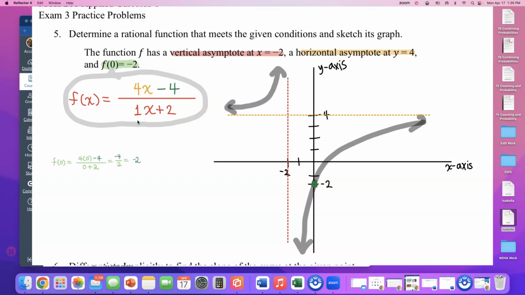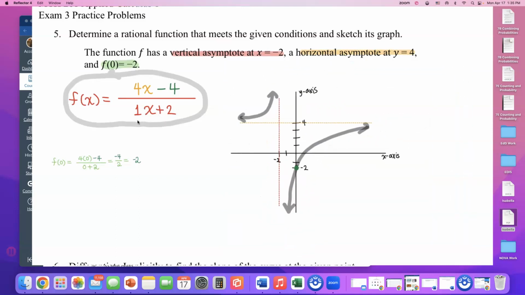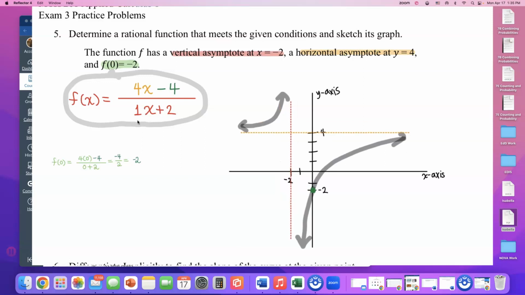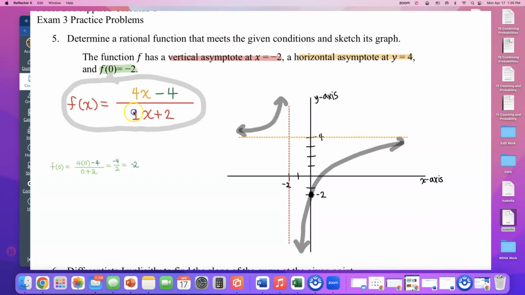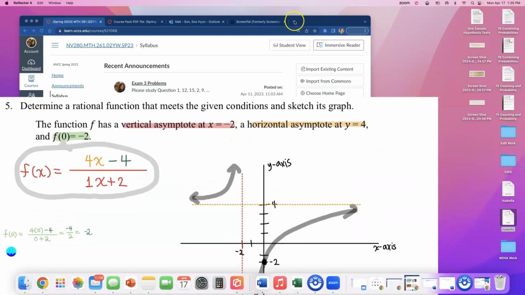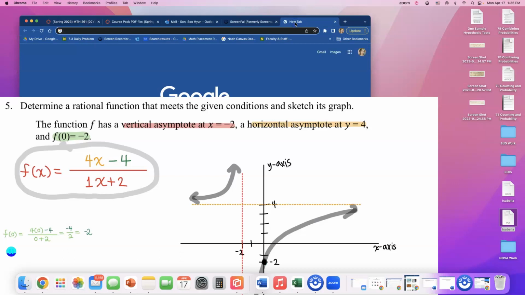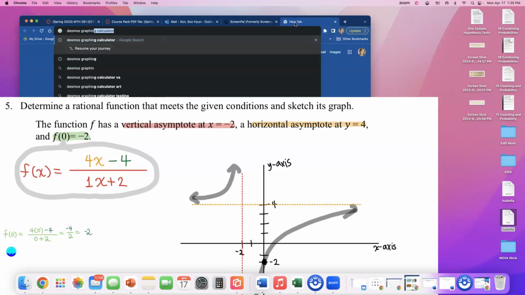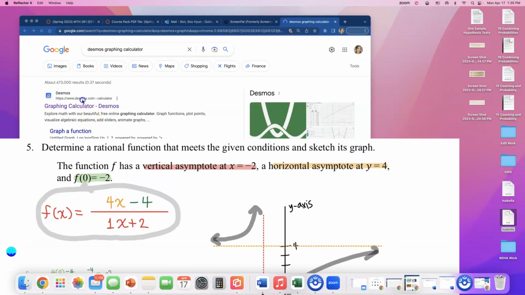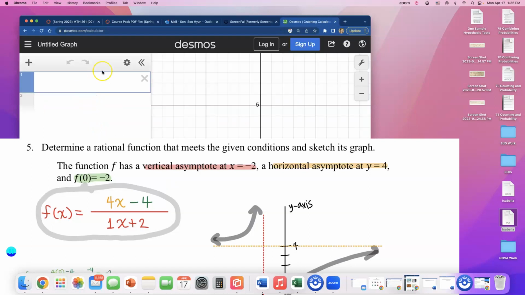But if I want to be super accurate, the more points, the better the graph will be, right? So if you want to plot some extra points on your test, we have one already. We have 0, negative 2. You may be able to use your graphing calculator's table of values. And while at it, let's check our answer too, okay? So I'm going to go to Desmos graphing calculator on my computer. And you guys can use your graphing calculator too.